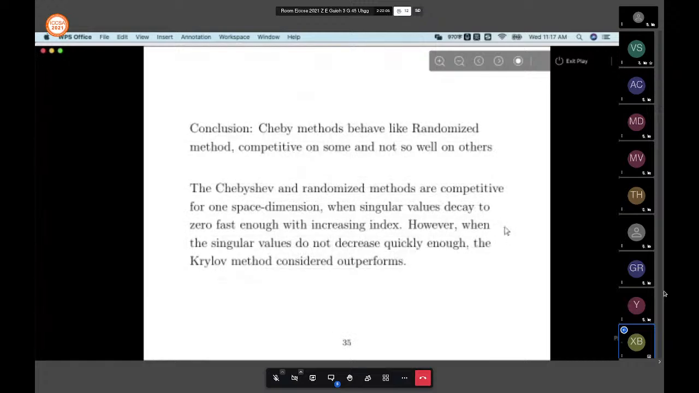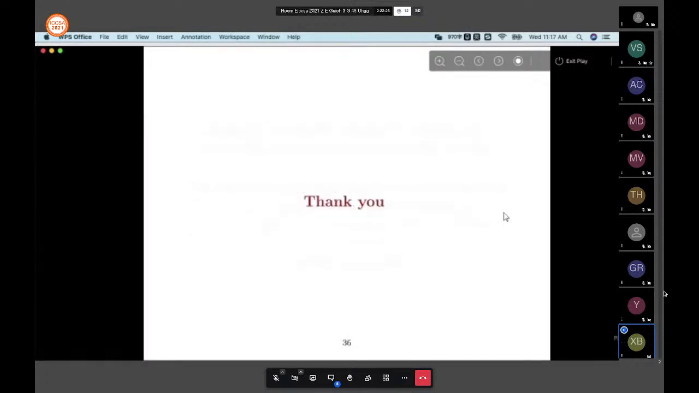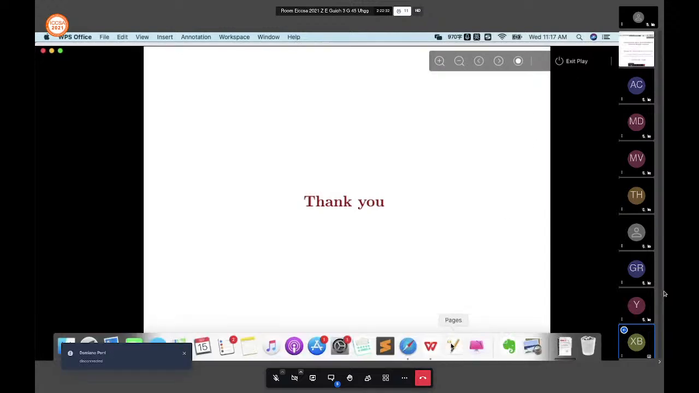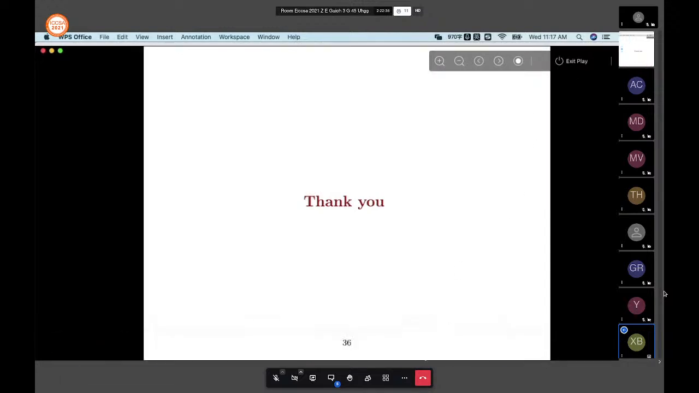So basically, Chebyshev methods behave like the randomized method. They are competitive on the problem types that random methods are good at, but they also have the same drawback as the randomized method. It doesn't work so well on the 2-dimensional problem. So that's all. Thank you. Thanks.